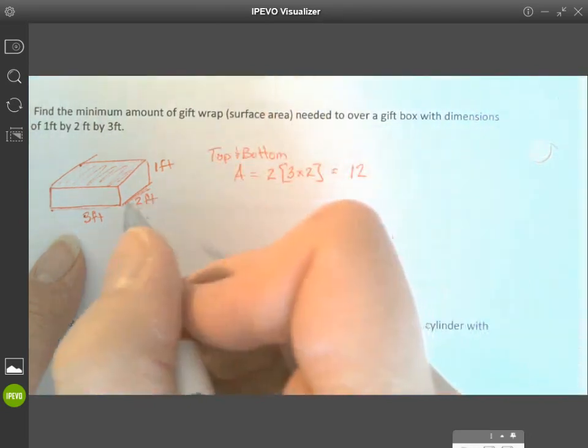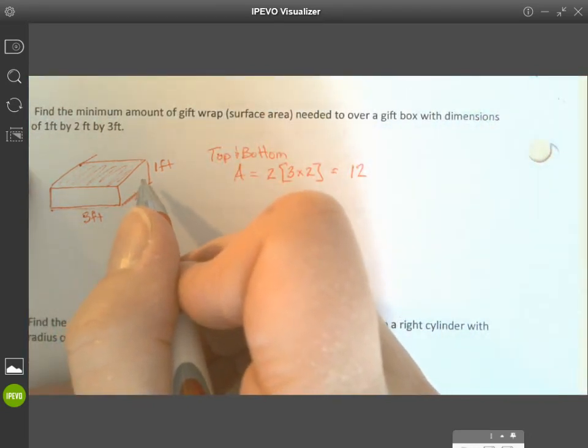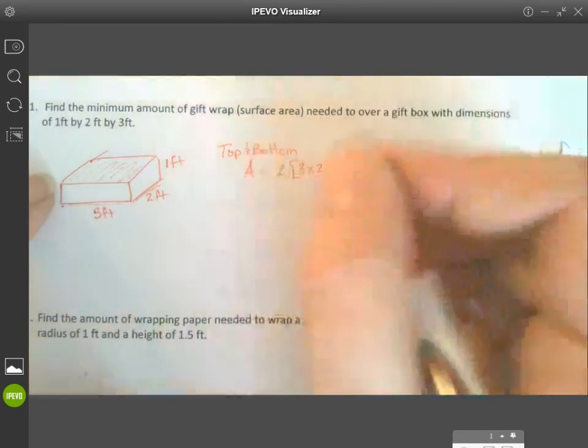Now, the area of the sides, as in the sides of the box, not what's facing us. I'm going to call these the sides.